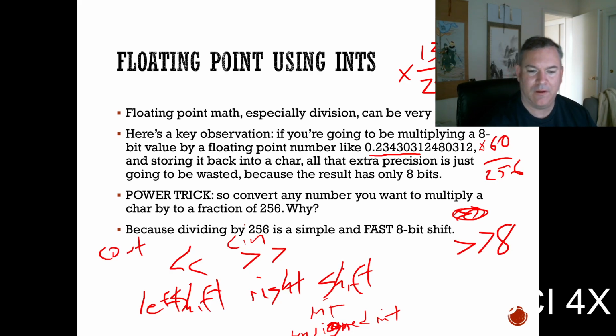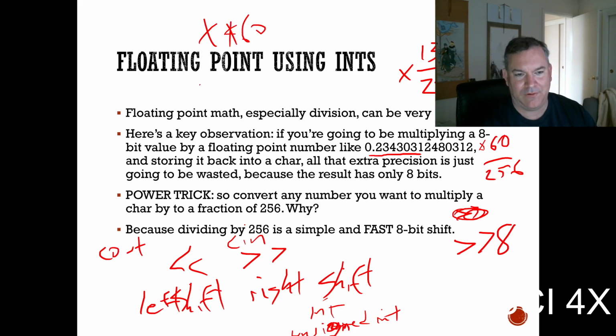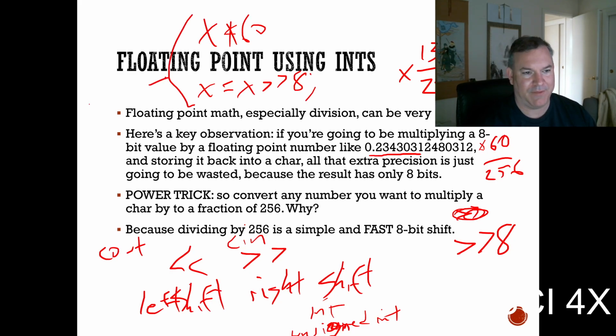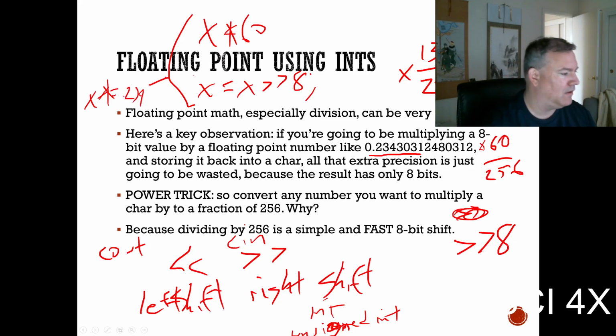Unsigned, yeah, whatever. Right. And so if you want to do floating point math this way, then you take x, you multiply it by 60, and then you say x is equal to x right shifted 8 times. And between these two operations, this is the same thing as saying x times equals 0.234, right? You guys understand?